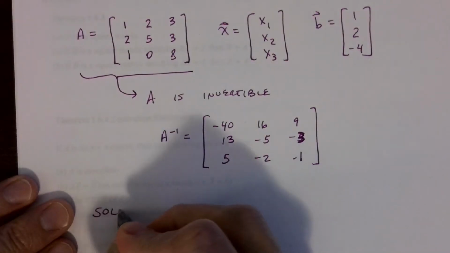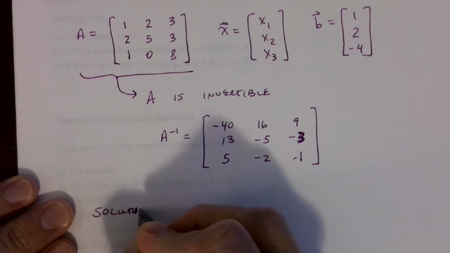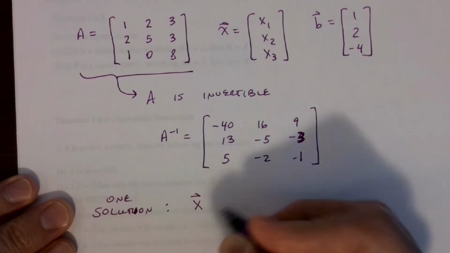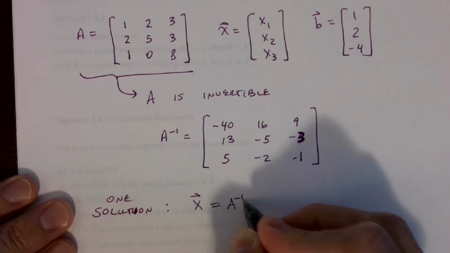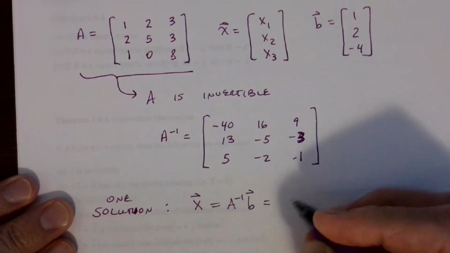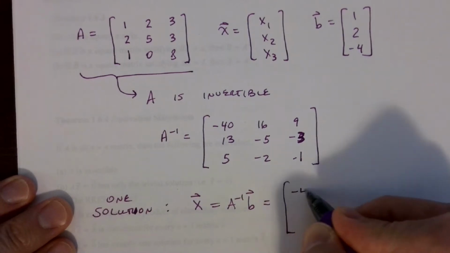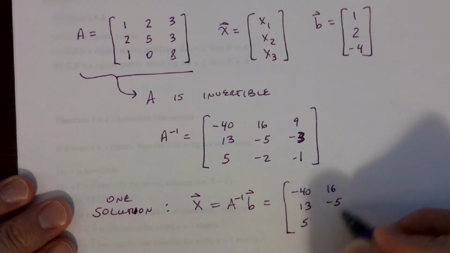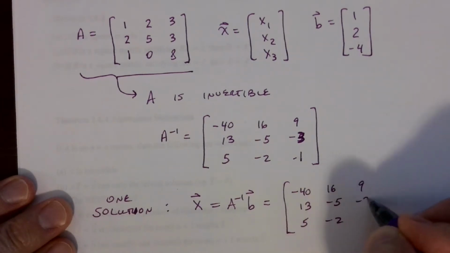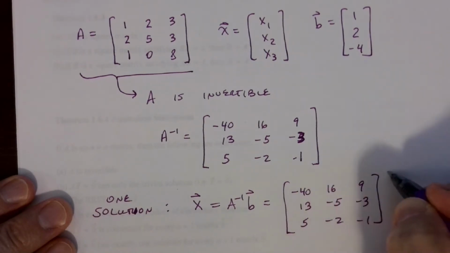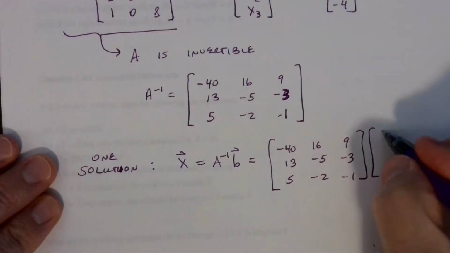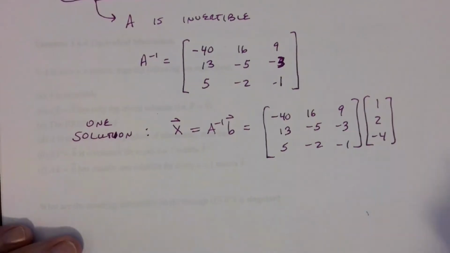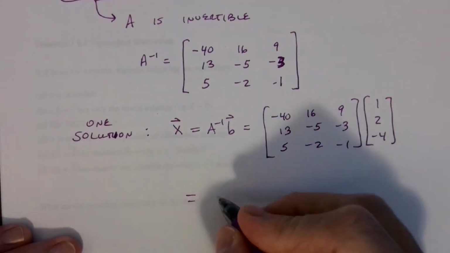The solution, so one solution, right? The one solution is A inverse times B. So I just take A inverse and I multiply it times B. B I'll bring down here: 1, 2, -4. All right, and we can do this multiplication.